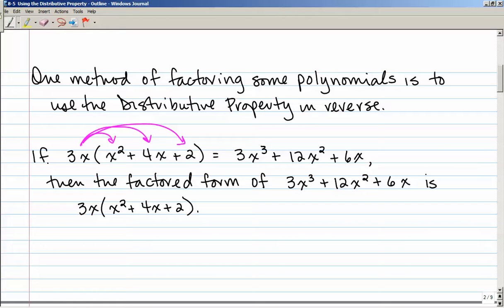So for example, if we have the quantity 3x times the polynomial x squared plus 4x plus 2, you remember we distribute that 3x to each term in the polynomial, and we get 3x cubed plus 12x squared plus 6x. Basically what factoring does is undo that. It goes backwards. It takes the polynomial 3x cubed plus 12x squared plus 6x, pulls out the greatest common factor of 3x, and leaves you with what's left in the parentheses. So basically factoring using the distributive property is undistributing.